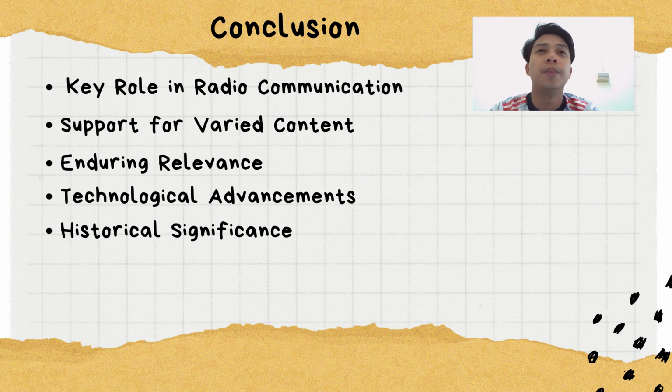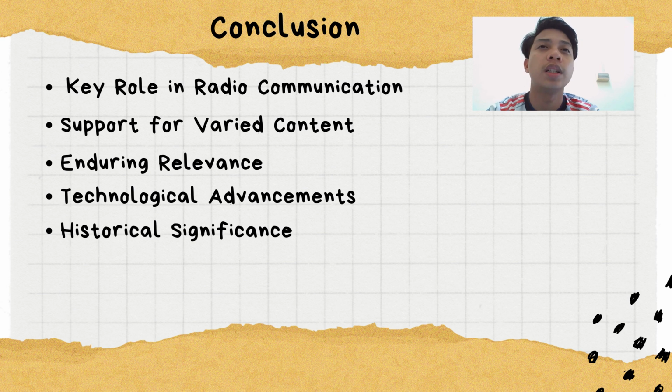Okay, for technological advancement, ongoing technological advancements have led to improvements in efficiency and signal quality for AM transmitters. This enhancement ensures a more reliable and higher quality transmission experience for both broadcaster and listener.